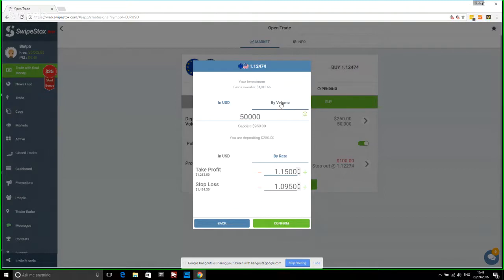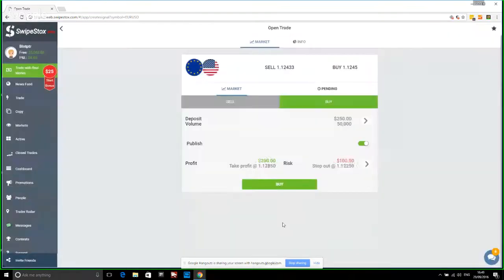If you want to reduce your risk, obviously you can do it. This will probably need a bit of a larger position. Okay, I didn't do this correctly. Yeah, that's kind of what I wanted. Okay, let's not change that. So I'm just going to buy. So we've got a long euro dollar position as well.